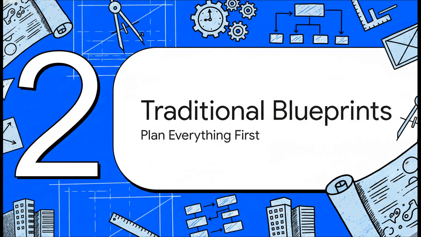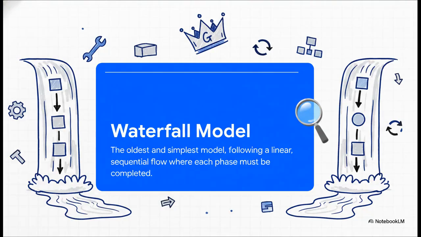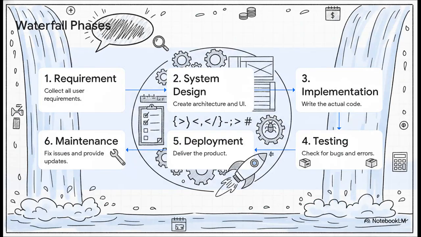Back in the day, the golden rule was simple. Plan everything out, down to the last detail right from the very beginning. And that brings us to the granddaddy of them all, the waterfall model. It's pretty much what it sounds like. Each phase flows down into the next, and you have to completely finish one step before you can even think about starting the next one. It is a strict, one-way street. No going back.